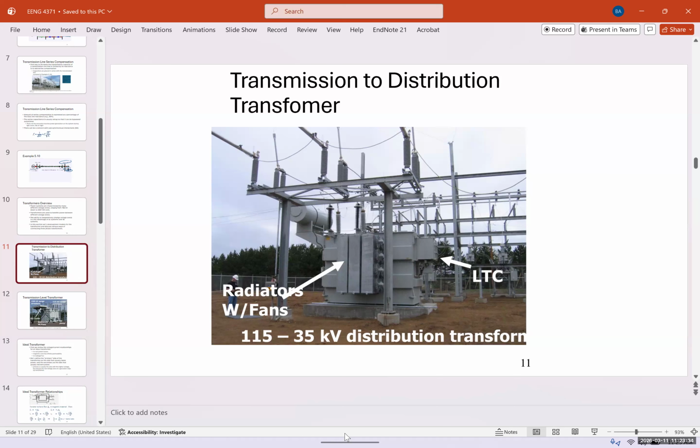On the system, you can see the LTC. You can see the important part is the radiation with the fans. The radiation, usually you have oil in it. You may think that these distribution transformers don't require maintenance. The transmission line itself requires minimal maintenance. The main maintenance is in these transformers.